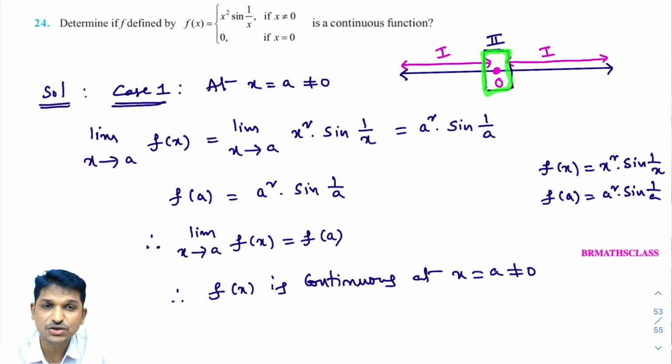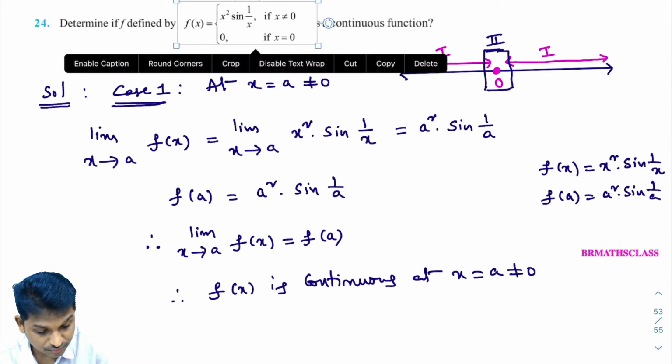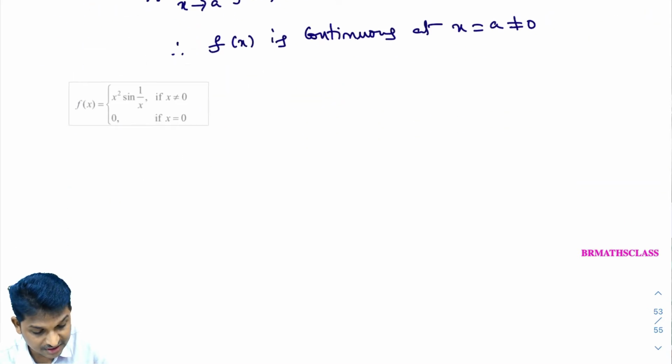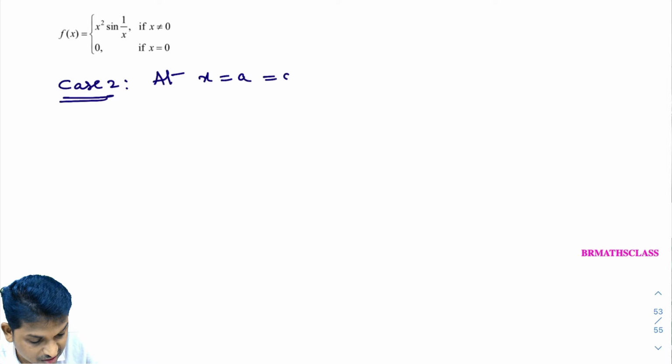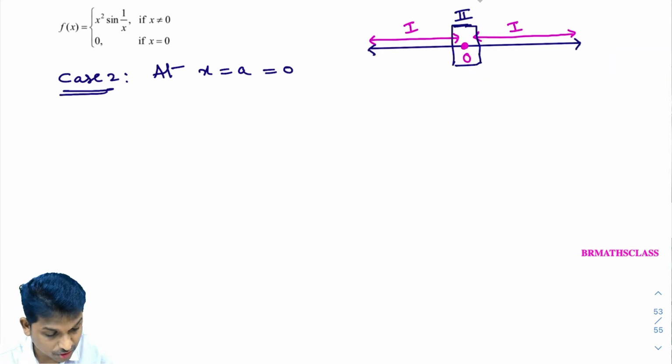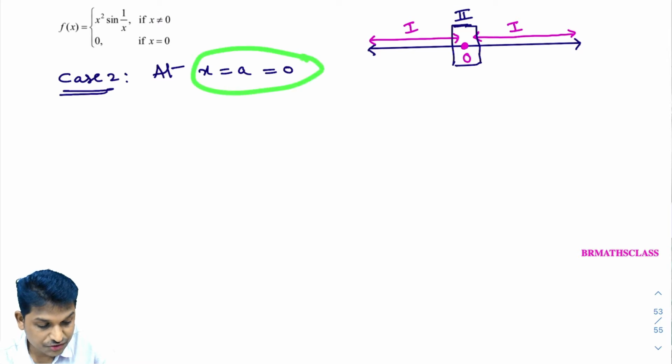Now, I'll check the continuity at x equal to 0. That is case 2. Okay. I'll take this function along with us. What am I checking now? Case 2. What is case 2? At x equal to a equal to 0. I am checking the continuity of the function at x equal to 0.